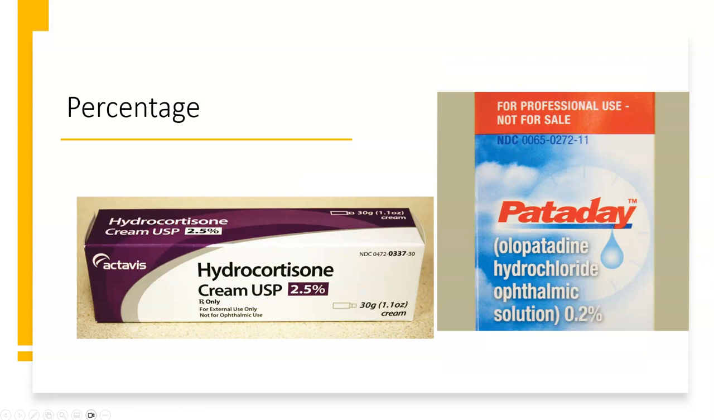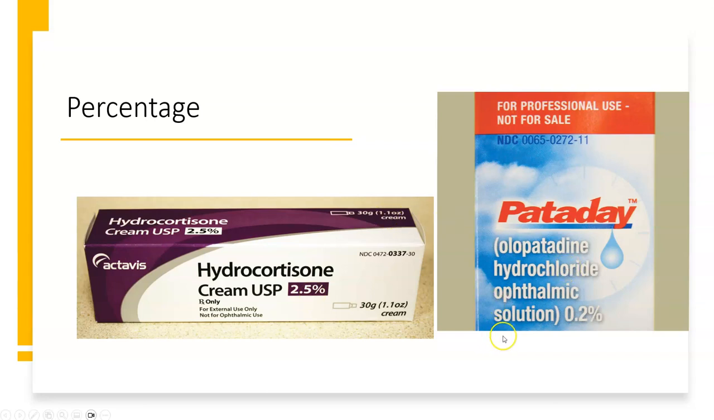Some drugs are measured as percentages. This happens a lot with our creams and ointments. This is a 2.5% hydrocortisone cream. The package holds 30 grams of cream or 1.1 ounces. There are going to be different strengths, so it could be a 10% hydrocortisone. You use that to help you make sure that you're selecting the correct medication.